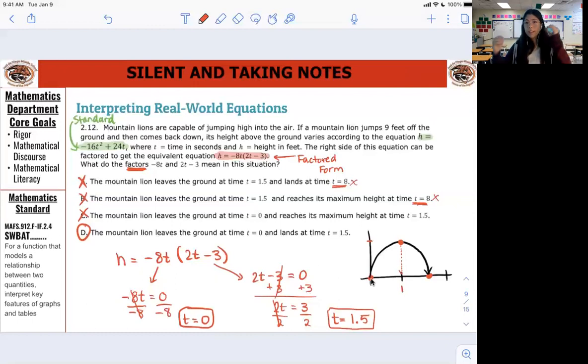So see how all of these things come together to create one big picture, but you need both. Just from standard form, I don't get the full story. Just from vertex form, I don't get the full story. Just from factored form, I don't get the full story. But when you start putting them together, you can get a good full picture.